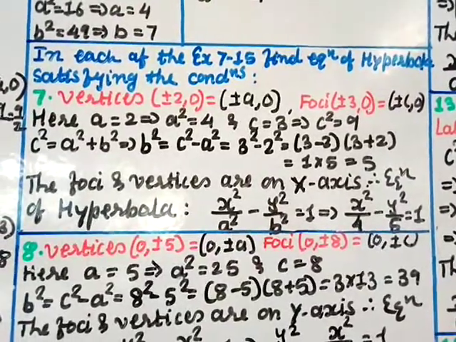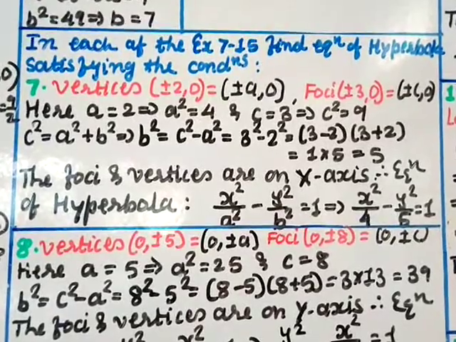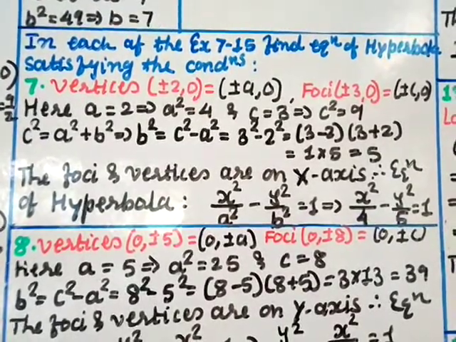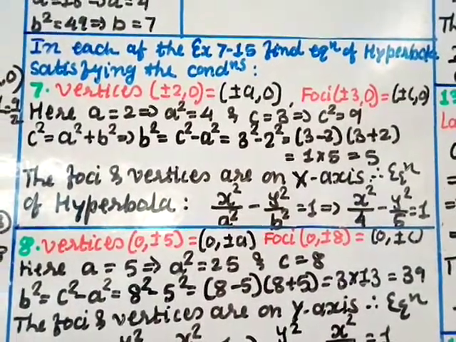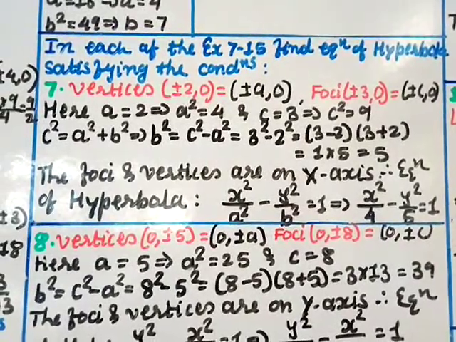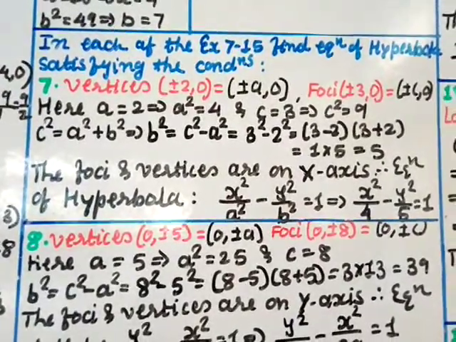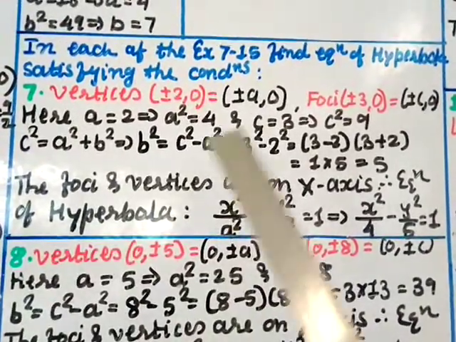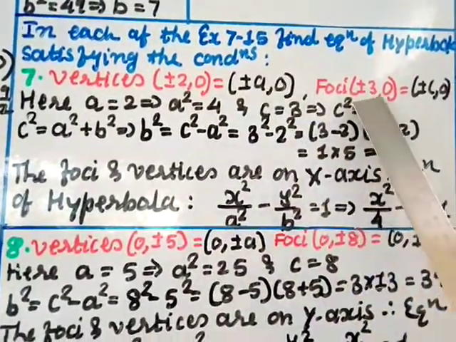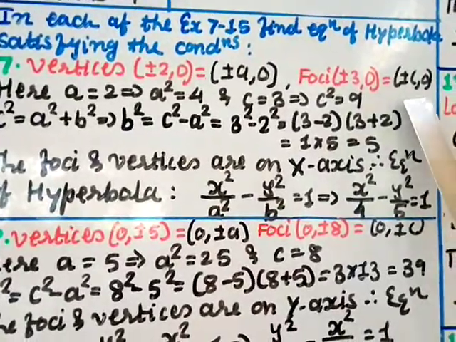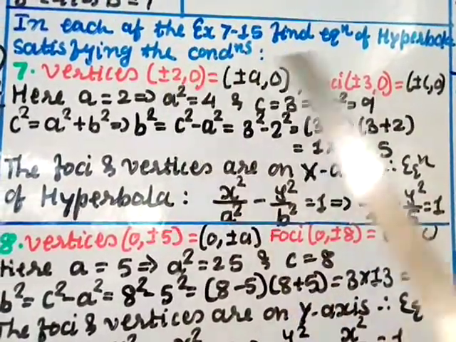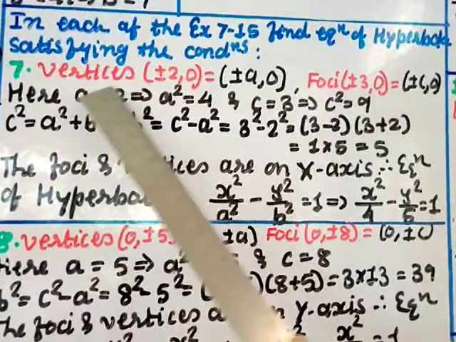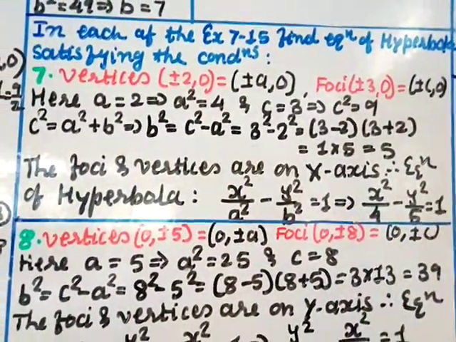In each of the exercises 7 to 15, find equation of hyperbola satisfying the conditions. Question number 7, vertices plus or minus 2, 0 and foci plus or minus 3, 0. The vertices in the standard form is given as plus or minus a, 0 and foci is given as plus or minus c, 0. Here y coordinate is 0. That means vertices and foci are on the x-axis.